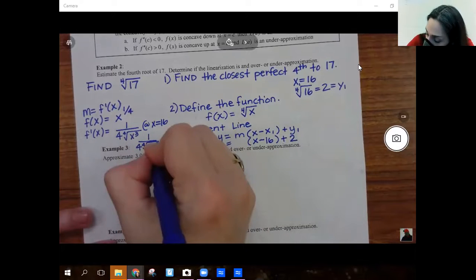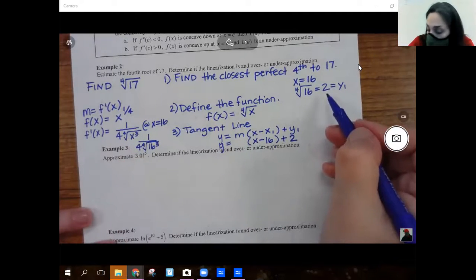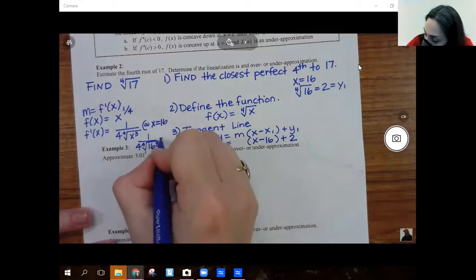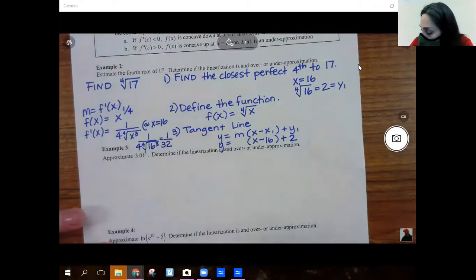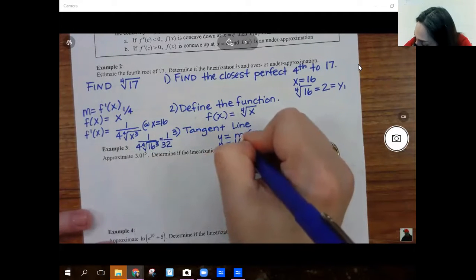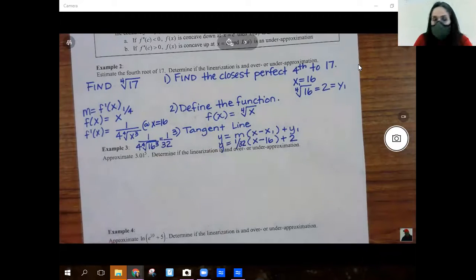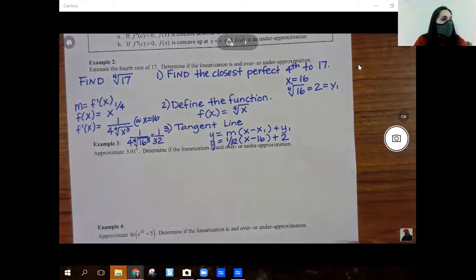So the fourth root of 16, we know that's 2. 2 cubed is 8. So this becomes 1/4 times 8, which is 32. So your slope is 1/32. Okay?